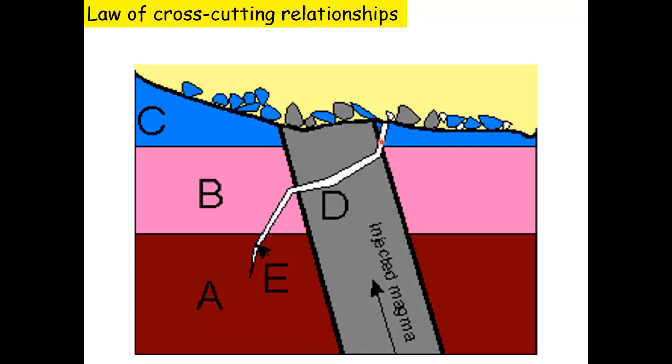Similarly, this little intrusion E here, this little vein here, cuts across D, and we can infer the continuity of D that's been transected by this other intrusion E. That requires that this intrusion E here, the little white vein here, be younger than D.